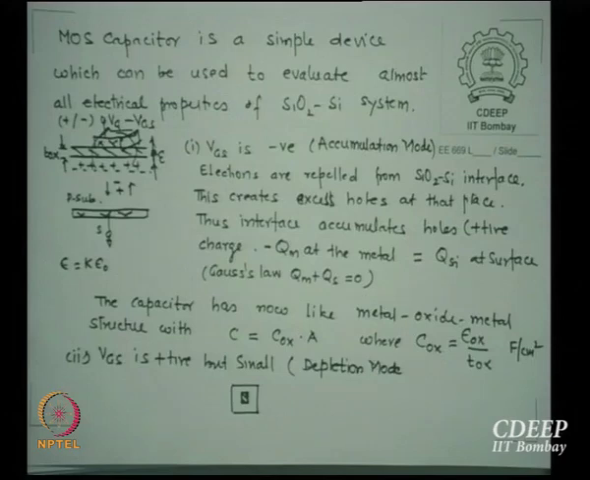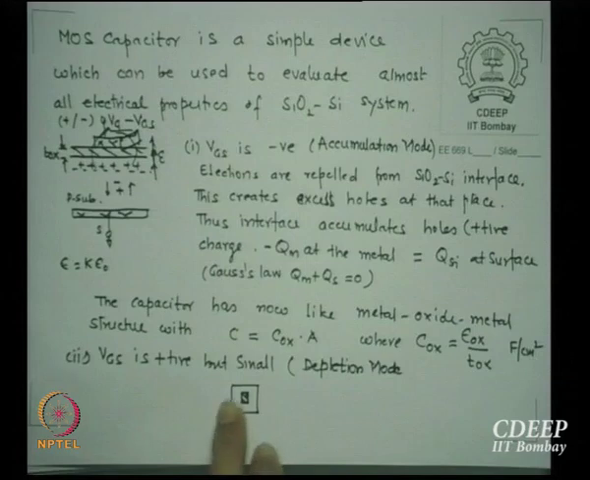The basic Gauss's law has to be satisfied, and the Q we use there is charge density. Since this is per unit area, C is also per unit area here, because voltage cannot be per unit area. Voltage can be per unit centimeter, which will be fields, but otherwise there is nothing called voltage per unit area. So everywhere you find that I normally use Cox as epsilon ox by Tox.